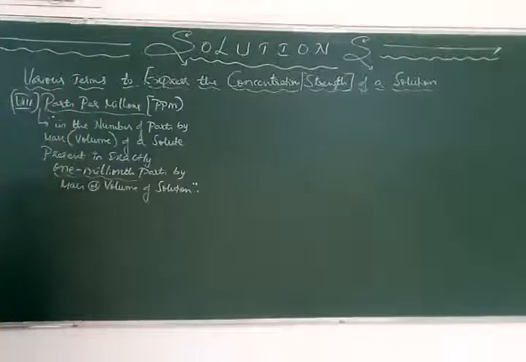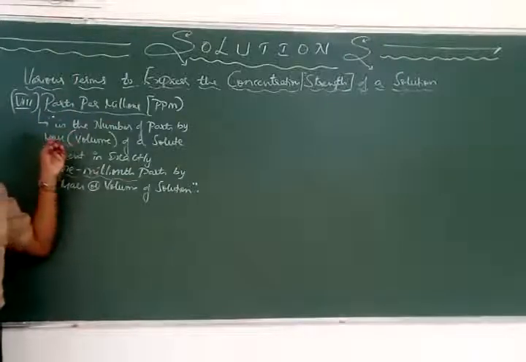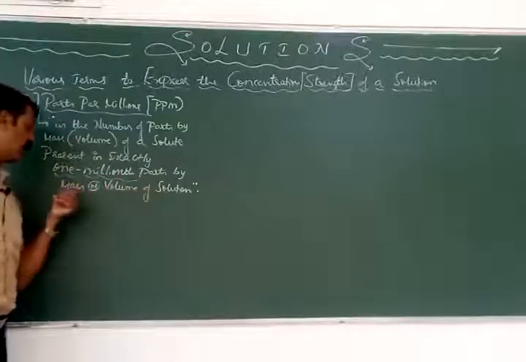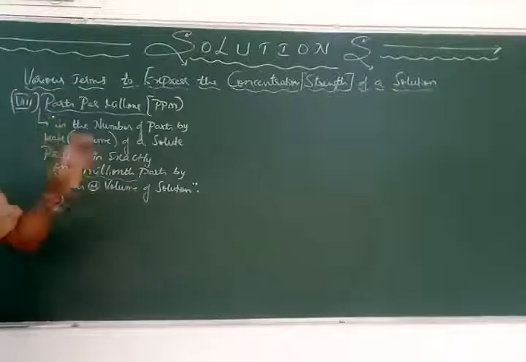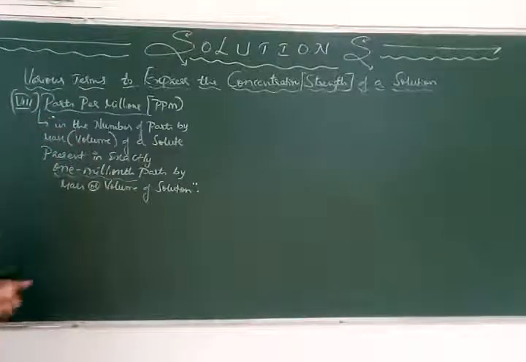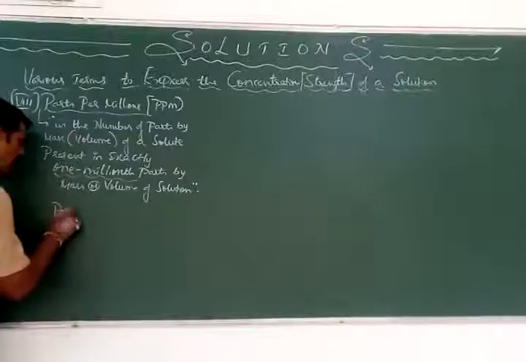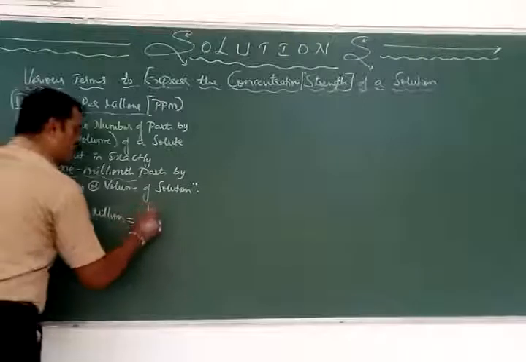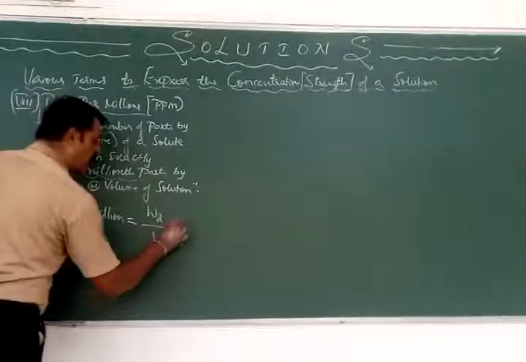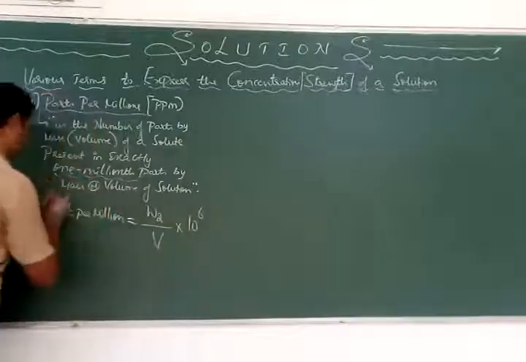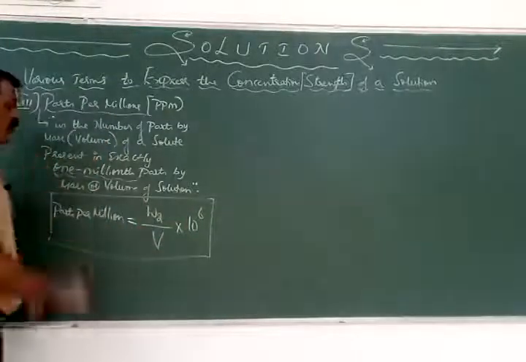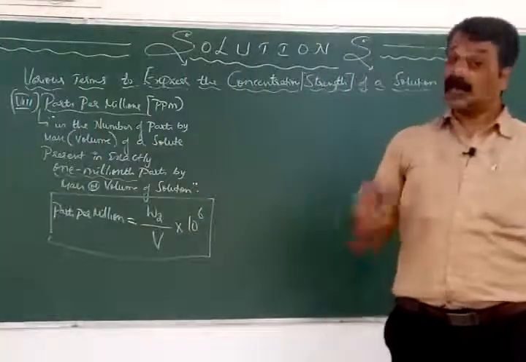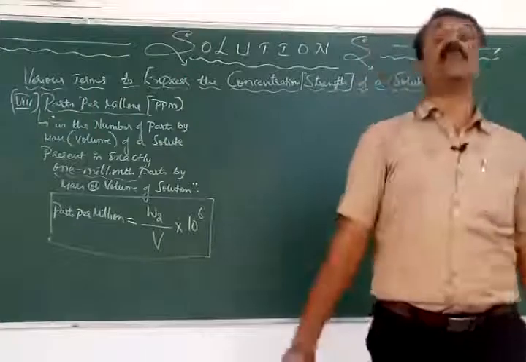I don't know whether the solute may be expressed in terms of mass or volume. Anyone can be chosen here. Similarly, with respect to the solution also, either it may be the mass or the volume we can choose. Therefore, we can't have exactness here. Generally, ppm or parts per million is usually represented as W2 divided by V into 10 to the power of 6. This is the most familiar term with respect to very low concentration of a solution.